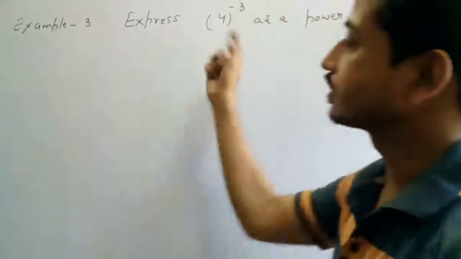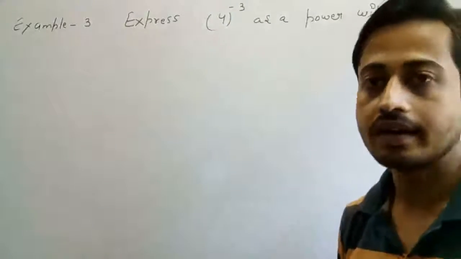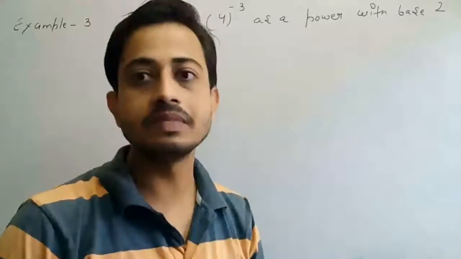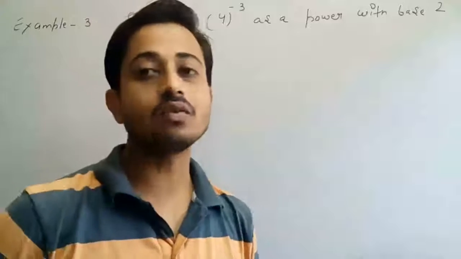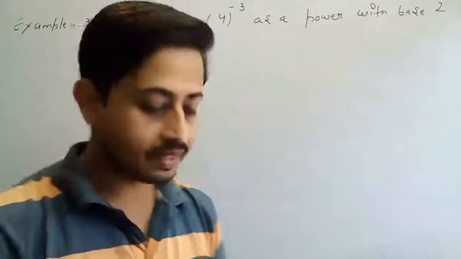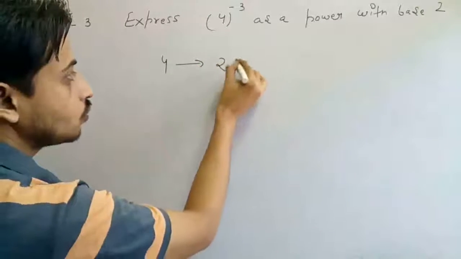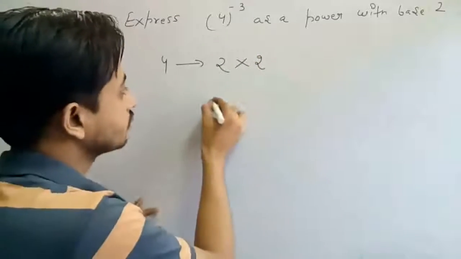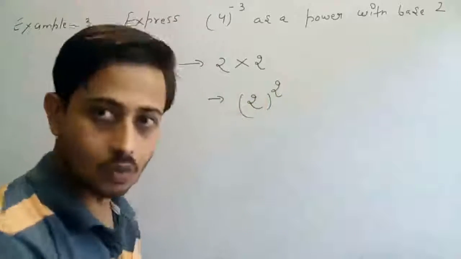Now please read the statement. Example 3. Express 4 raised to the power negative 3 as a power with base 2. Base means exponent. Here the base is 4, and we have to write it in terms of base 2. And you know 4 can be written as 2 multiplied by 2, and 2 multiplied by 2 means 2 raised to the power 2.